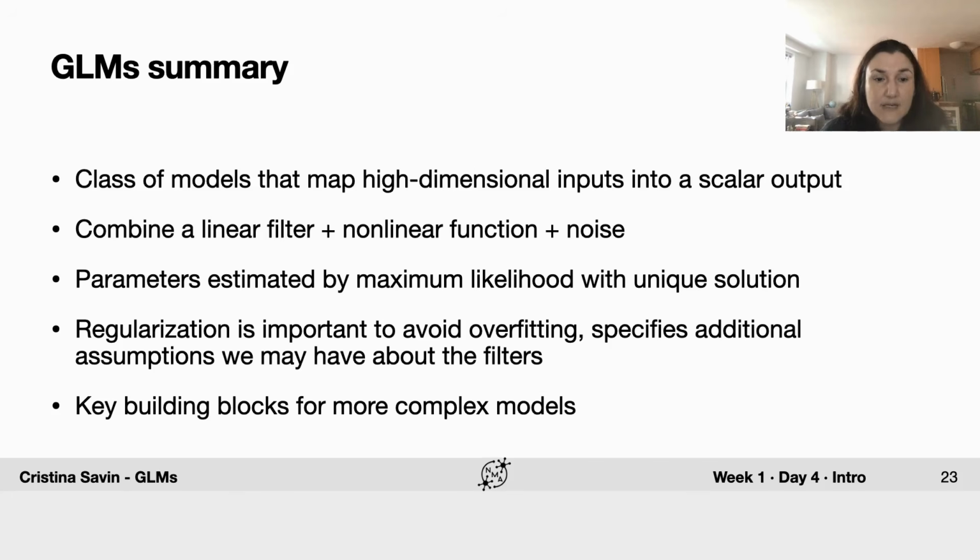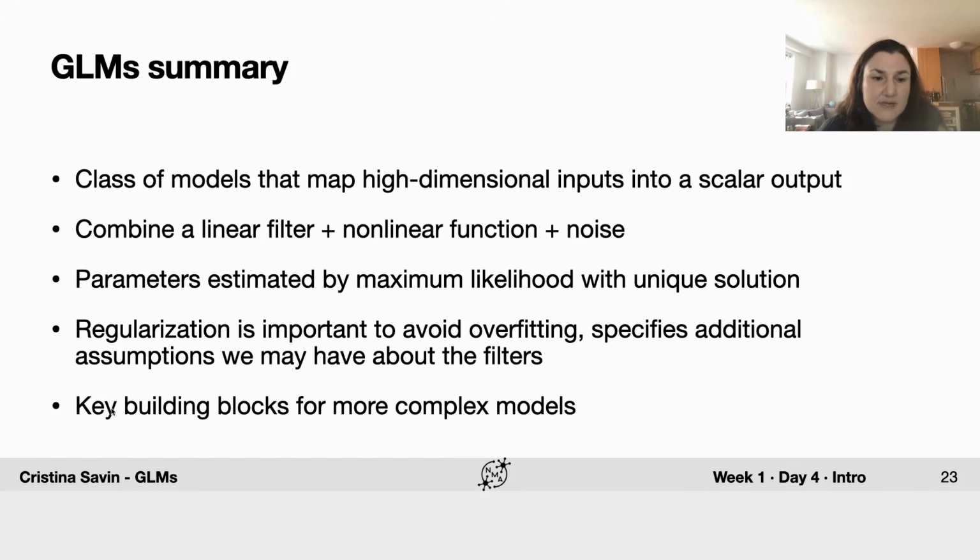Okay, in summary, GLMs are a class of models that map high-dimensional inputs into a scalar output. They combine a linear filter, a nonlinear function, and different choices of noise. Different choices result in different models that are adapted to different kinds of problems that we might want to solve. The parameter estimation is done by maximum likelihood, and because of the nice mathematical properties of GLMs, this will have a unique solution, making model fitting relatively easy. Regularization is important to avoid overfitting, and it specifies our additional assumptions that we might have about what constitutes a good solution.